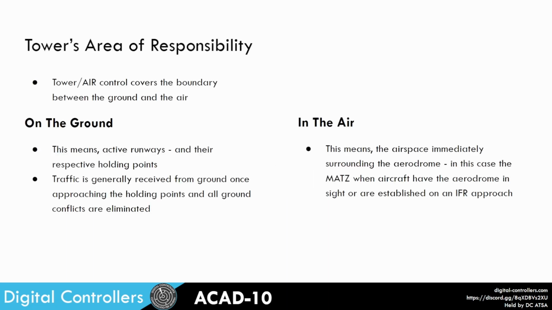First, let's talk about tower's area of responsibility. Tower or air control covers the boundary between the ground and the air. On the ground, their responsibilities are the active runways and the respective holding points. Traffic here is generally received from ground control once the aircraft are approaching the holding points and all of the ground conflicts are eliminated.